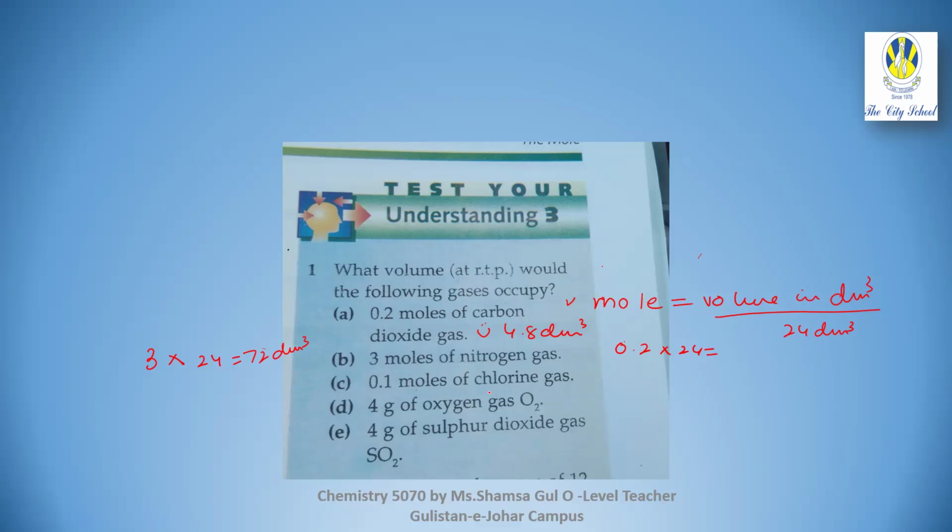Now, 0.1 moles of chlorine gas. Again, we have to find out the volume. So 0.1 multiplied by 24, very good. 2.4 decimeter cube.